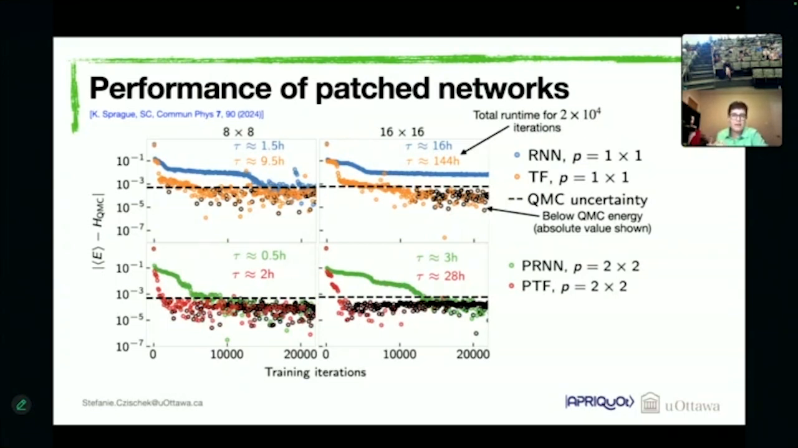We want to find the same ground state, but we use these patched RNN and patch transformer with 2 by 2 input patches. What you find is that, first of all, the patched RNN does find the ground state for 16 by 16 atoms, which is very impressive and really good. So we already see that we definitely get higher accuracies when finding the ground state. And you also see that the convergence towards the ground state is much faster than in the non-patched approach.